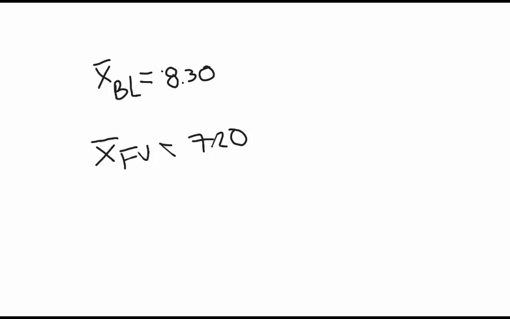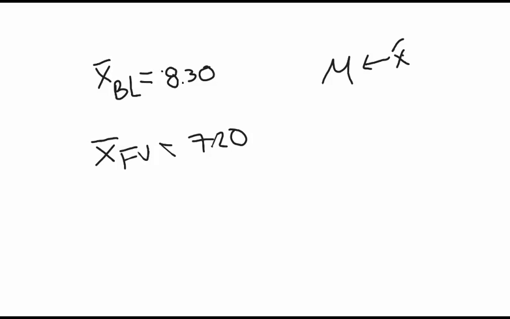Now, one of the issues is that these sample means are merely estimates of the population mean. They are not actually the population means themselves. So you'll recall that mu is the population mean and x bar is the sample mean. These sample means are estimates of the mu for each group. So this particular estimate of the baseline scores could be good or it could be bad. The same with the follow-up scores.